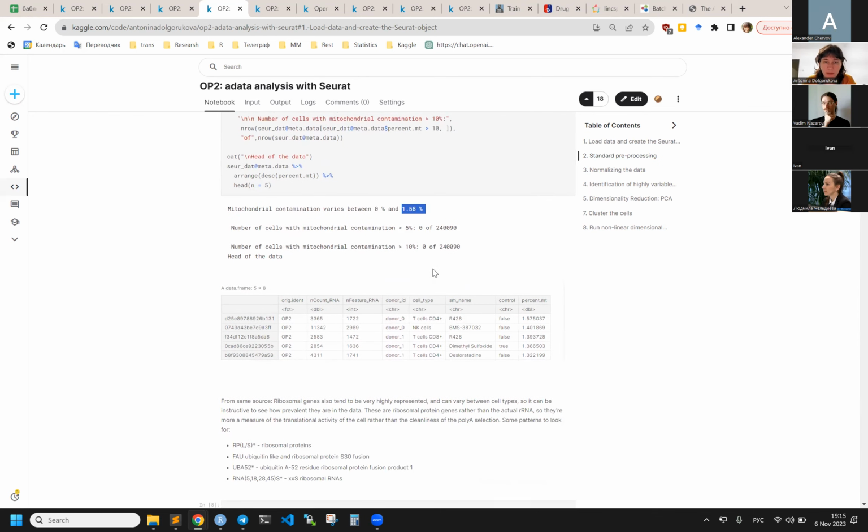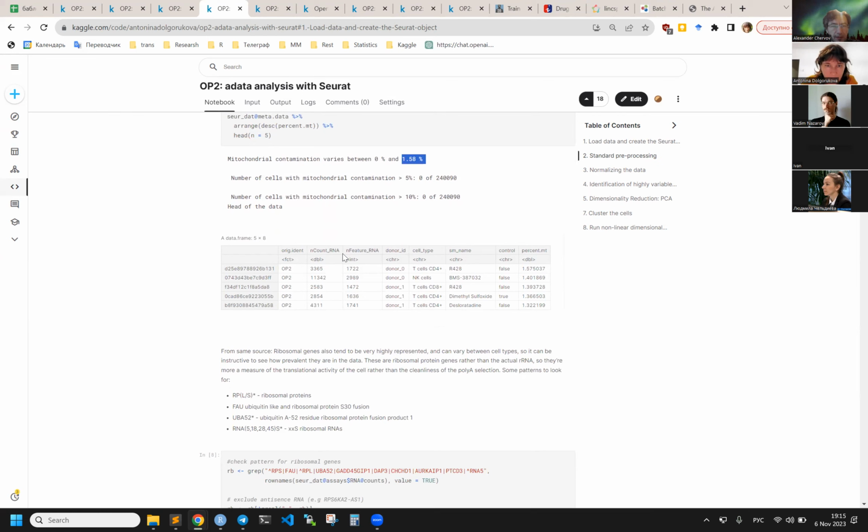Maybe it's good for... I think it's good for... meaning data quality here is okay, as I understand it. How do you calculate? So you just divided the total sum by the sum of these mitochondrial genes, or?